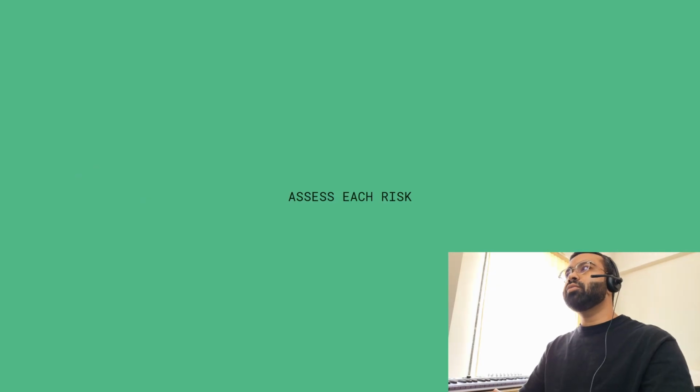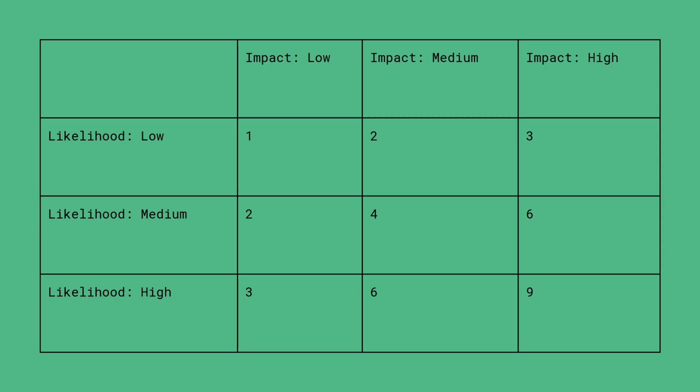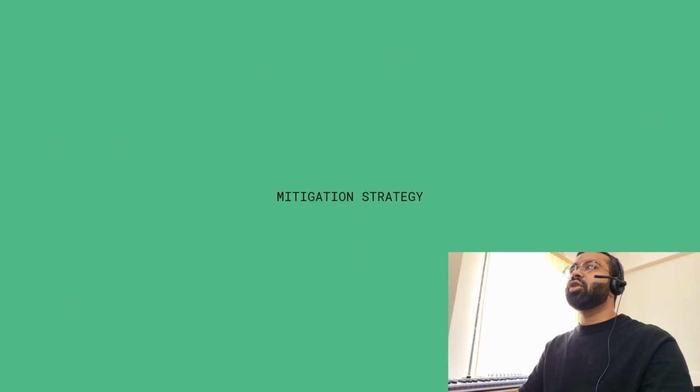Then step 2 is to assess each risk. For each risk, we take likelihood times impact, which is equal to the risk score, using a 3 by 3 matrix like shown on the screen. For each risk, how do we prevent it? Mitigation is proactive. You do something to reduce the likelihood or impact.